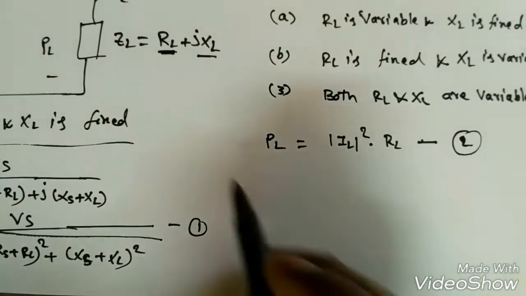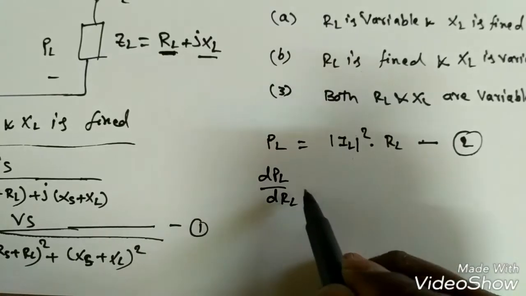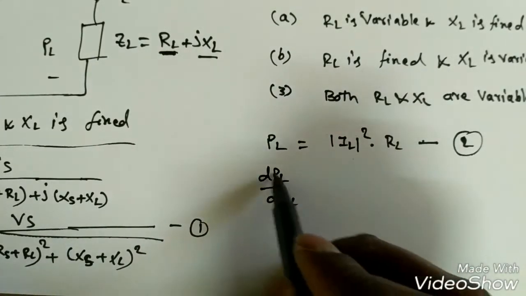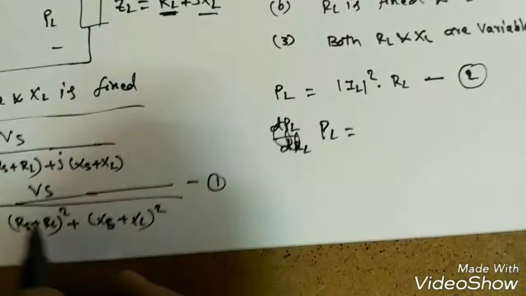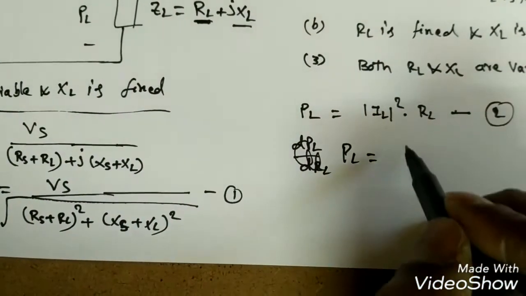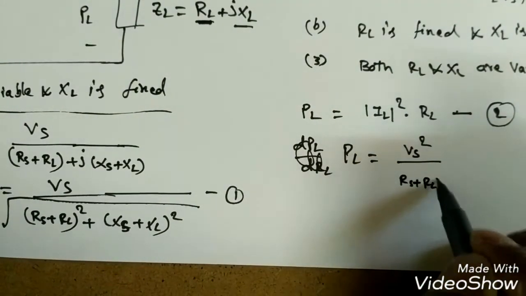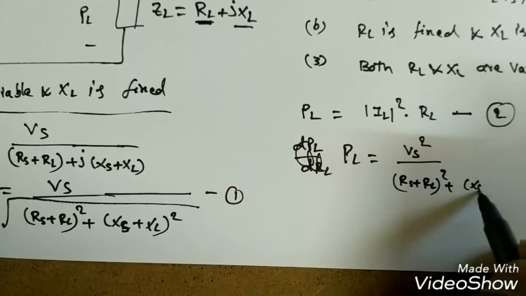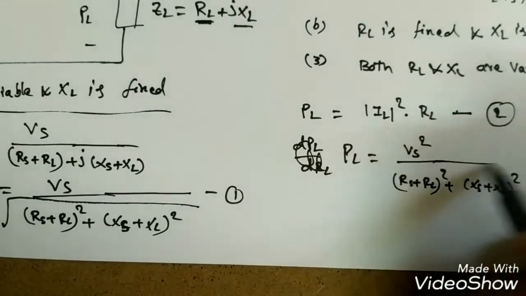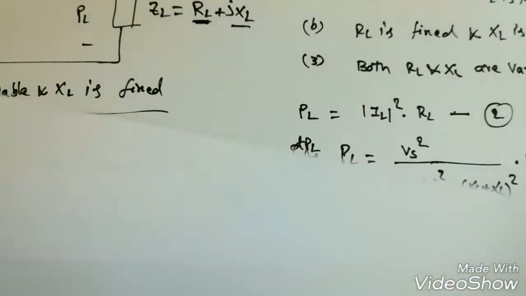Now to find the maximum power, we differentiate with respect to RL, right? Before that, write the mod of IL square. IL means Vs by the total impedance, so mod square means Vs square by Rs plus RL whole square plus Xs plus XL whole square, into RL. Now we need to differentiate this expression.